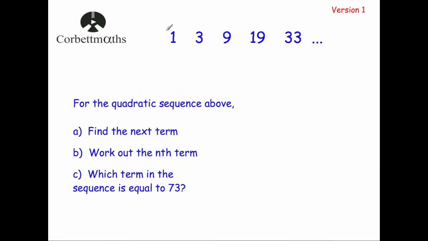Okay, let's have a look at one more example. This time the sequence goes 1, 3, 9, 19, 33. It says what's the next term in the sequence. So let's see what it goes up by. It goes up by 2, then it goes up by 6, then it goes up by 10, 14.